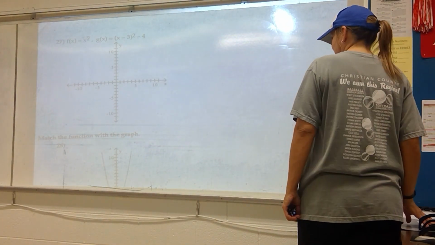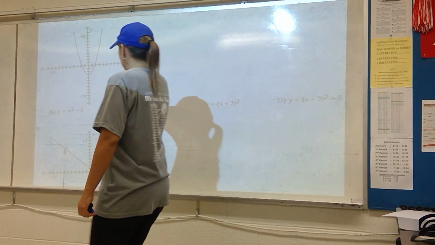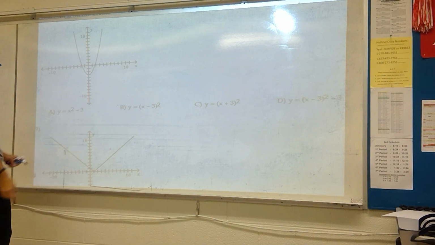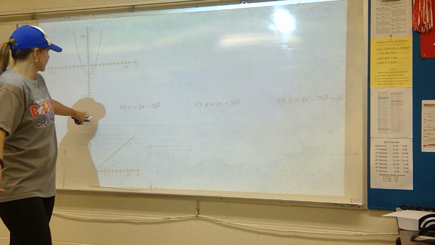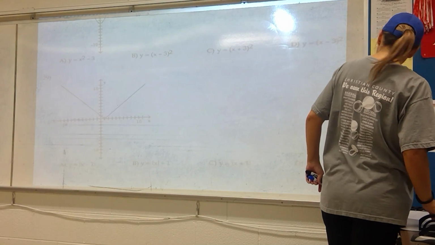28 is, man, that's cake, okay? She gives you a graph, you gotta match it. You should know that is the parent function, x squared, that's been shifted down 3, that's just x squared minus 3. Doesn't get easier than that. Okay, same on number 29.